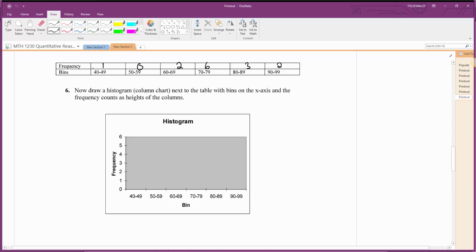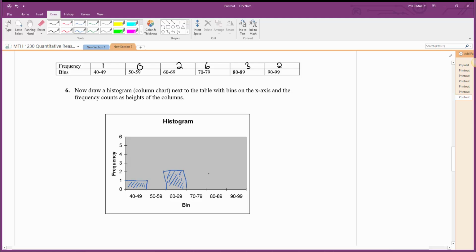So 40 to 49, right, would be 1. So we would just draw 1. And you could shade this in. And then for 50 to 59, we have 0. But then 60 to 69 we have 2, right? So we would come over here to 2, draw a line, right? Shade this in, right? So you could use a ruler to be more accurate, right? I'm just eyeballing it here on the computer.